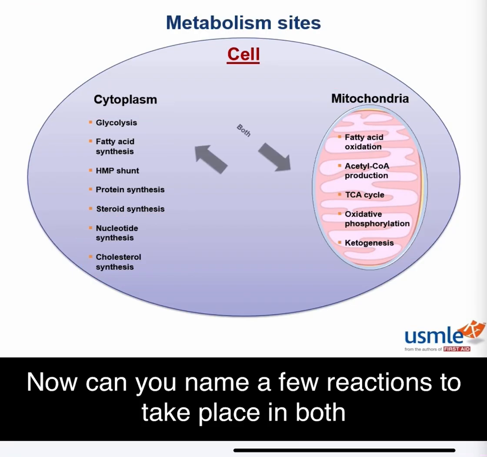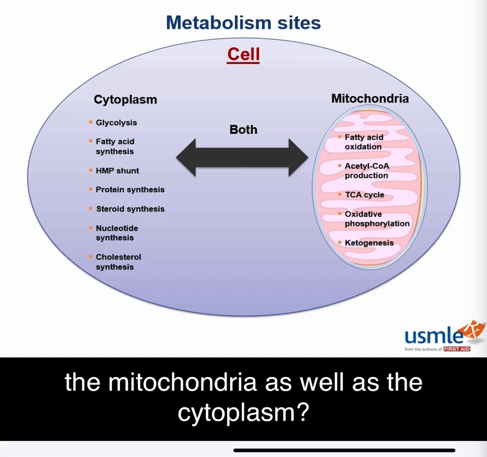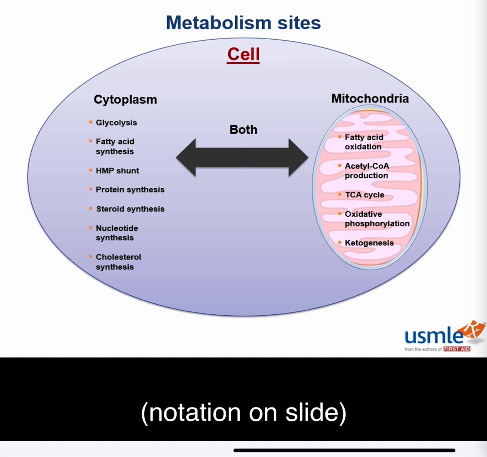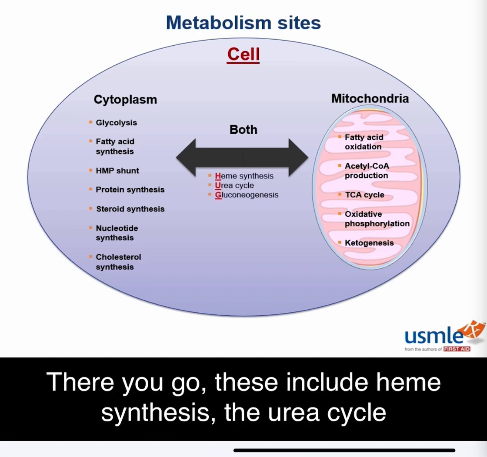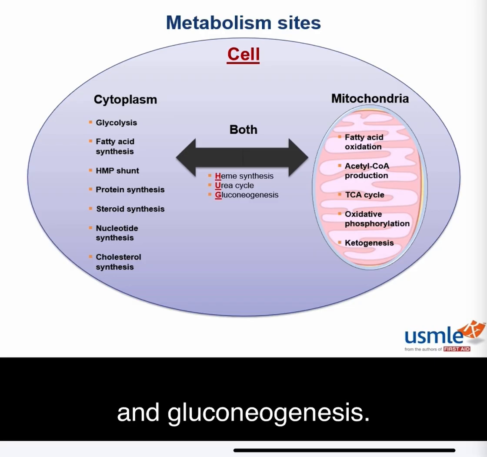Now, can you name a few reactions that take place in both the mitochondria as well as the cytoplasm? There you go. These include heme synthesis, the urea cycle, and gluconeogenesis. And an easy way to remember these is it takes two to hug.